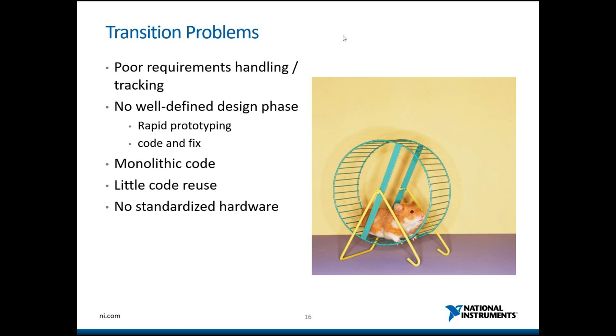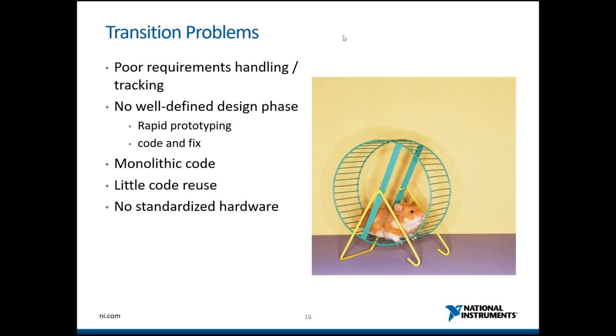So some other problems we ran into: poor requirements handling and tracking. No well-defined design phase, right? So we get a problem, and since there's just a single developer, they just throw themselves at it and start writing code, and not really have a plan. As an example, we inherited this project, and the guy had been working on it for like a year, and it was this big, huge, colossal monstrosity.